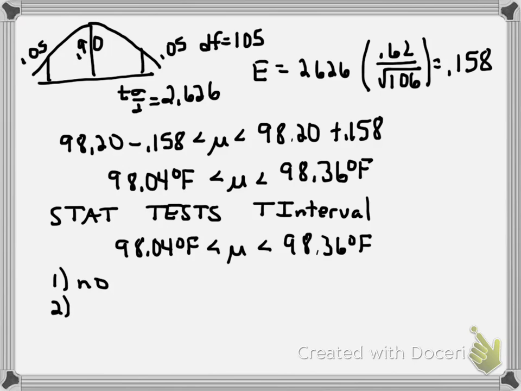The second question, what does the sample suggest about the use of 98.6 degrees Fahrenheit as the mean body temperature? Well, since 98.6 degrees Fahrenheit is not within the interval, it suggests that 98.6 degrees Fahrenheit may not be the true mean.